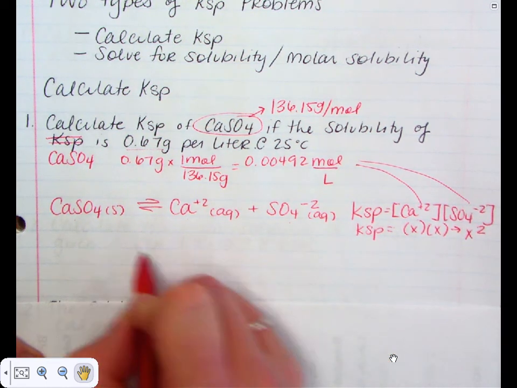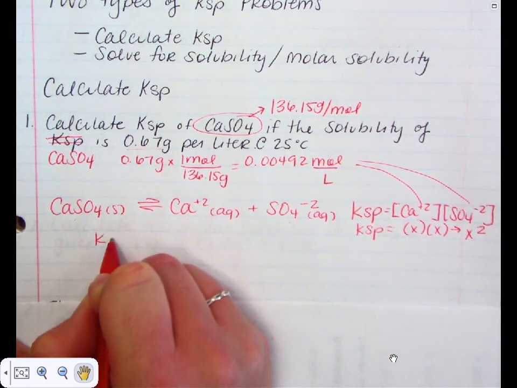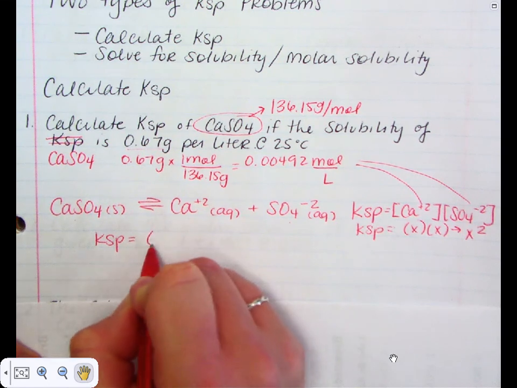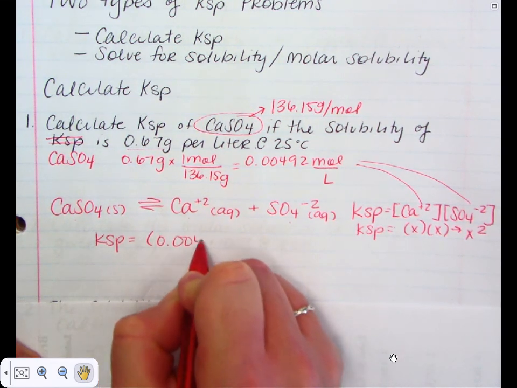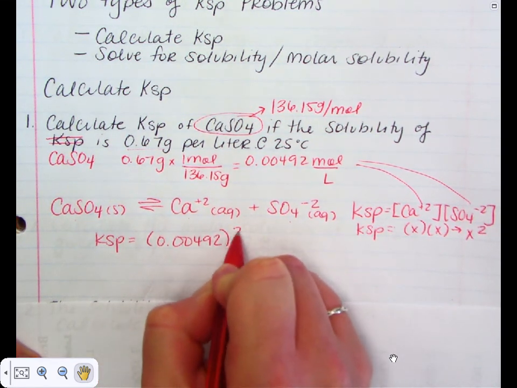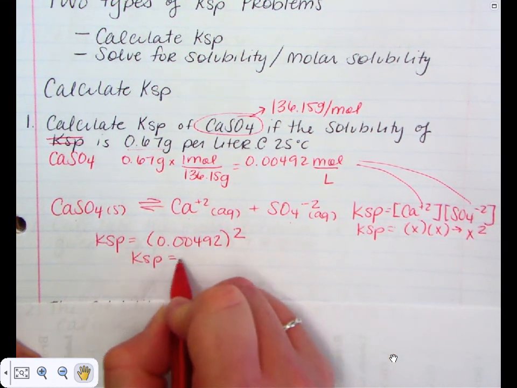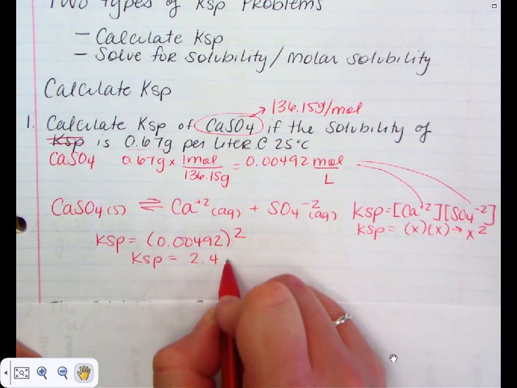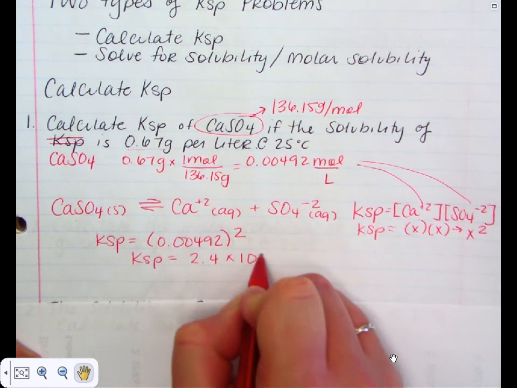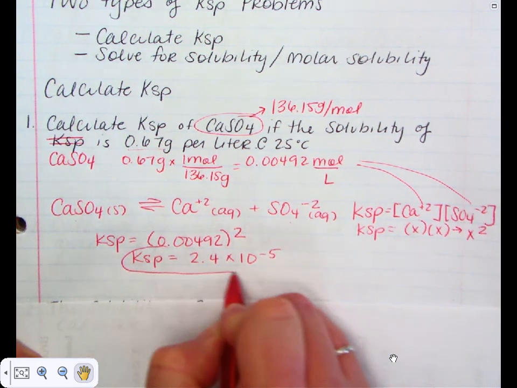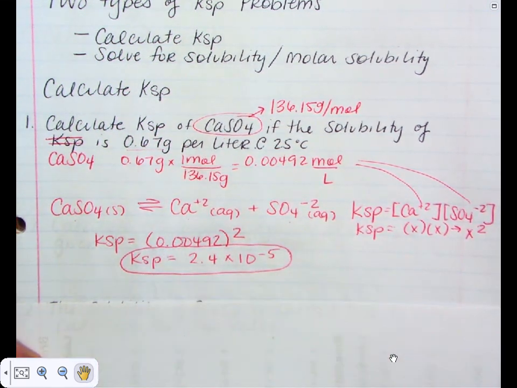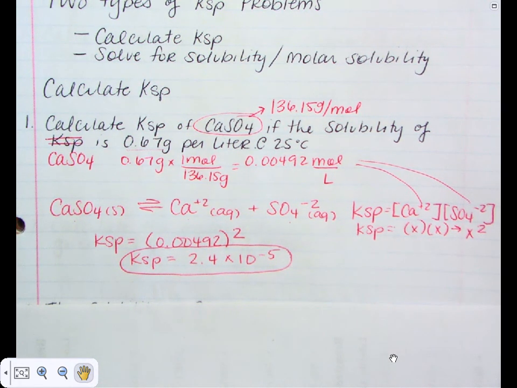So, I'll just bring it over here so a little bit more room. Ksp equals 0.00492 squared, and that gives me a Ksp value of 2.4 times 10 to the minus 5th, with only 2 sig figs. Easy peasy. Okay. And just like Keq, Ksp is unitless. Yay, unitless. Unitless makes things nice.